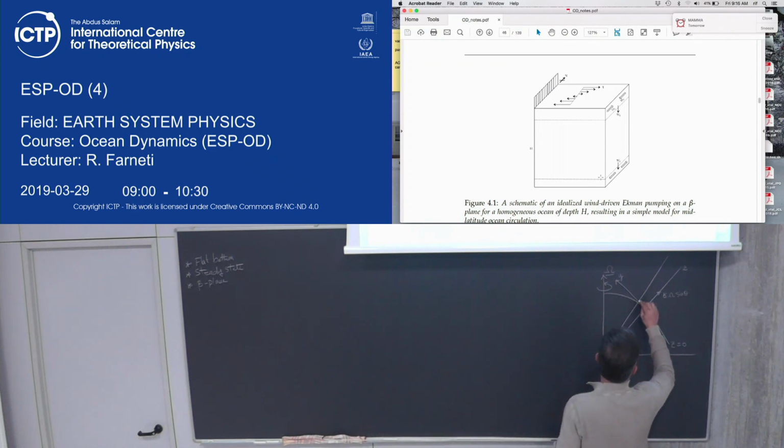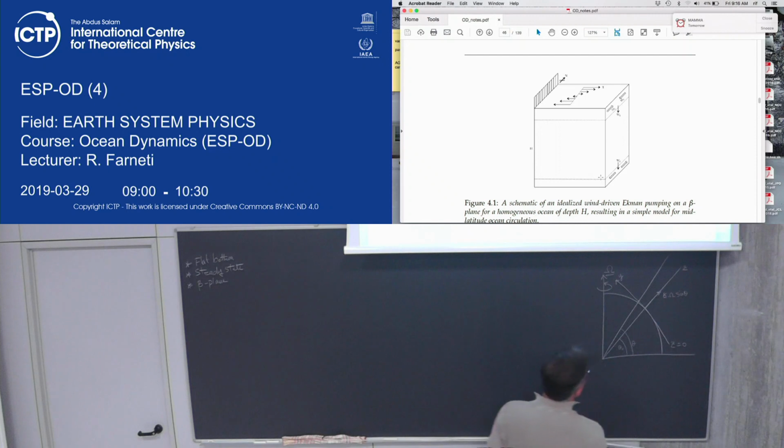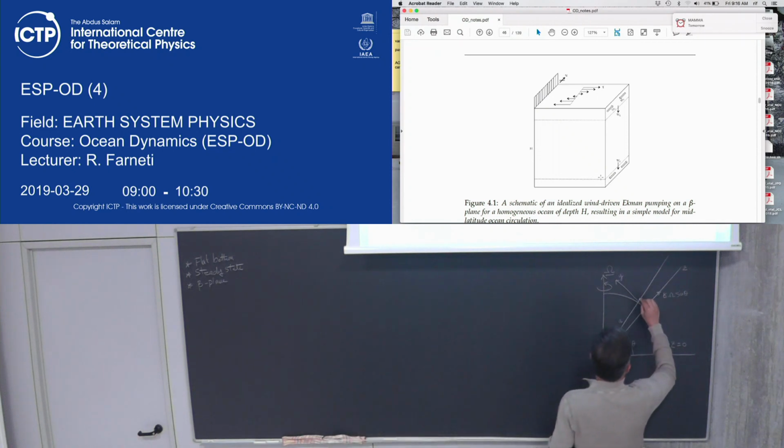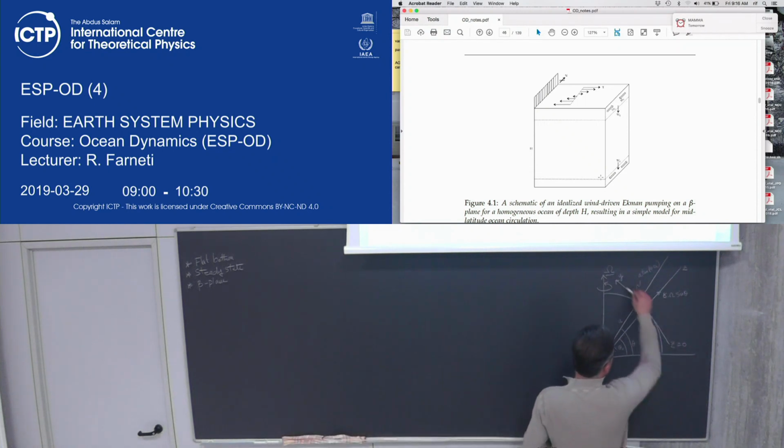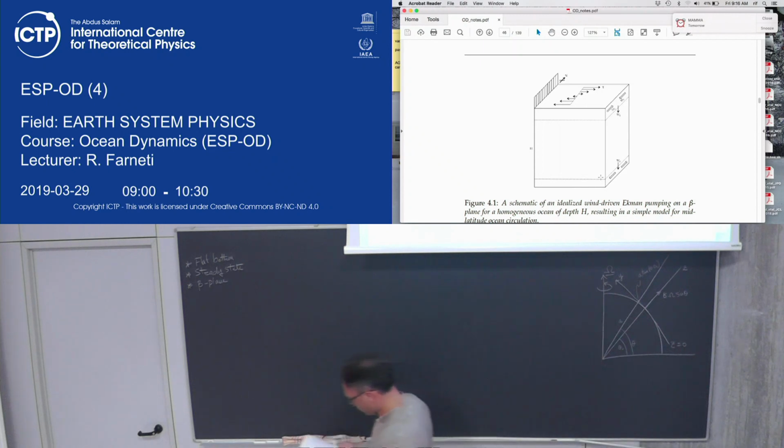Now this point here is A, the radius of the Earth, and this point here is A tan of theta minus theta naught. Okay, so that's the geometrical setting. So we will derive the beta plane on this plane Z equals 0.